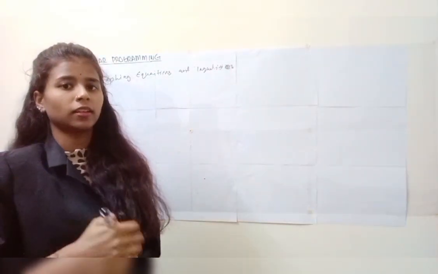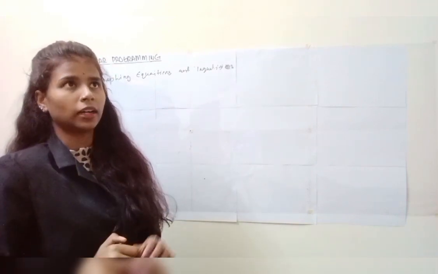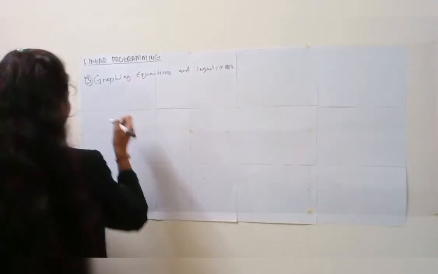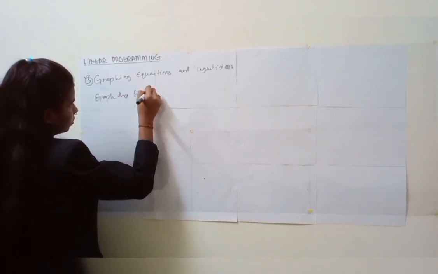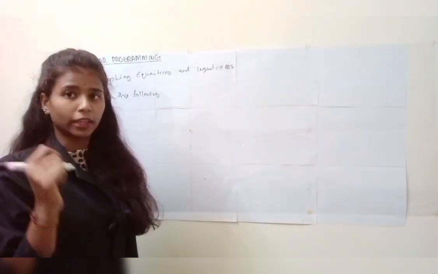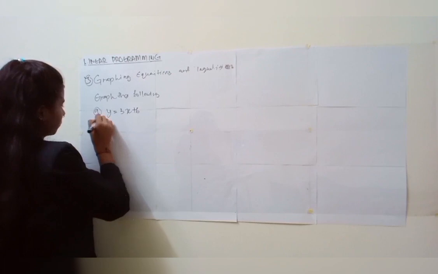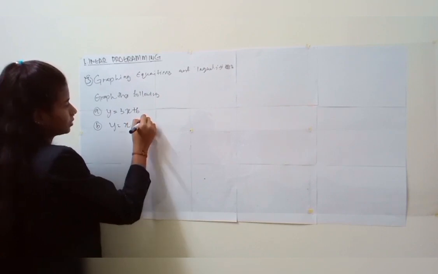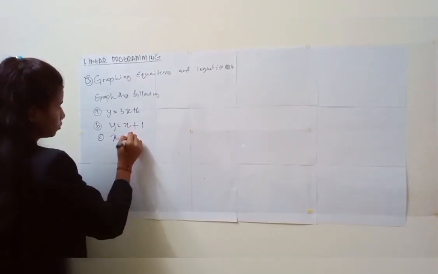Okay, the first one is we must plot the graph. So the first thing we want to do before draw the graph is we find the equation first. So I write the equation first. Okay, the first one is y is equals to 3x plus 6. The second, y is equals to x plus 1, and then the third one is x equals to 1.